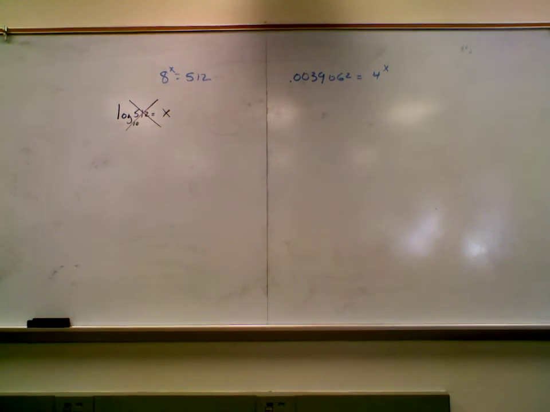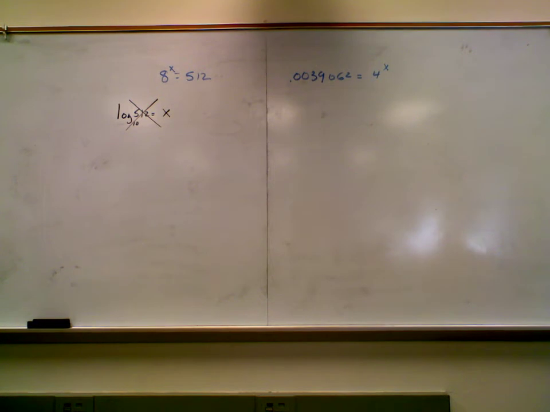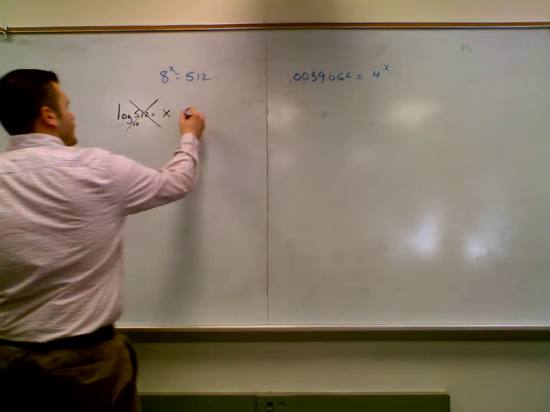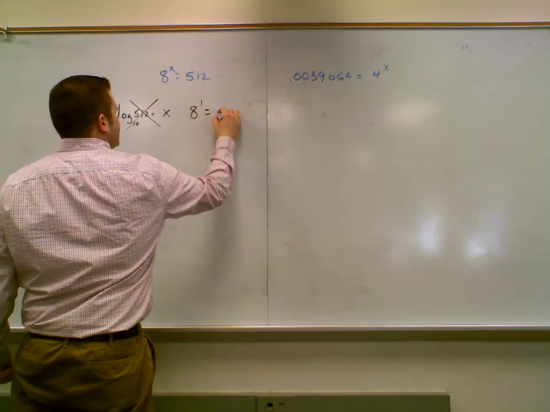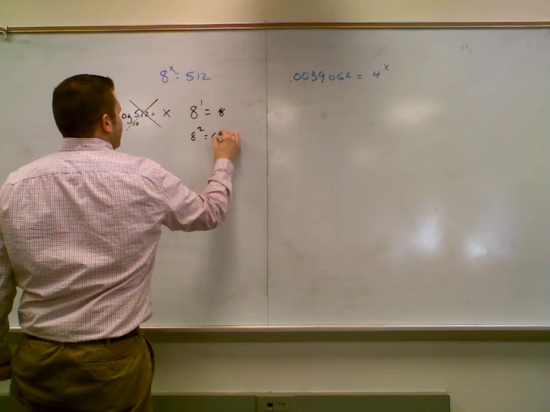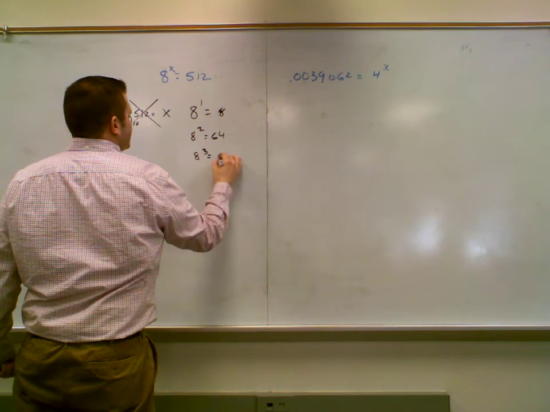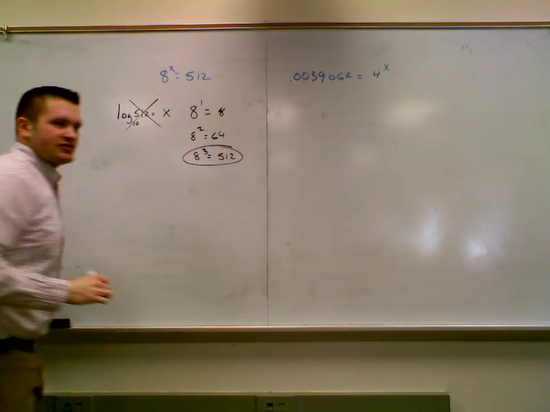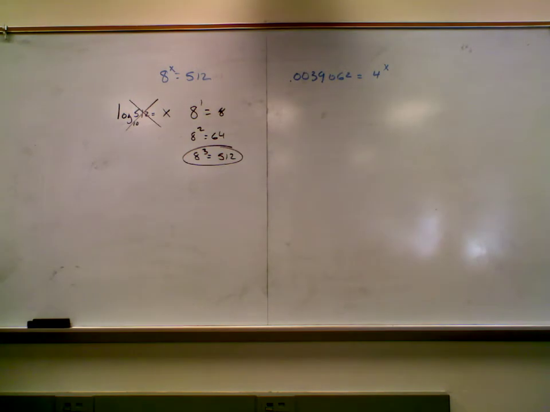So 8 to the first, 8 to the second. Okay, try it out. See what we find. Oh, I got the answer, sir. What is it, Elvin? It's 8 to the third. Good. So if you plug in numbers, 8 to the first is 8, 8 to the second is 64, 8 to the third is 512. That works, right? So that one works.